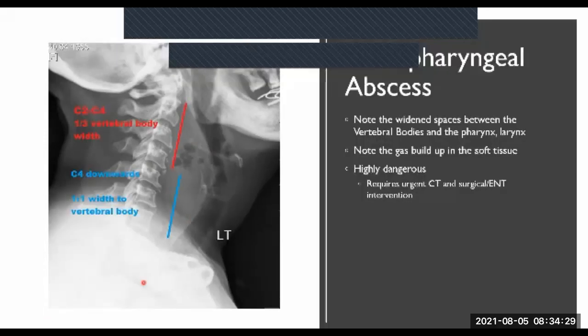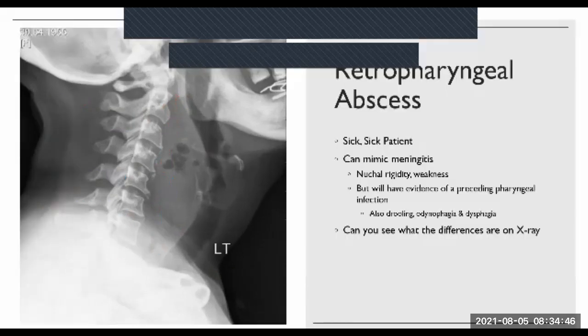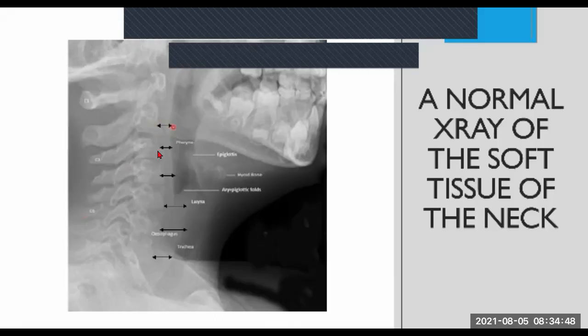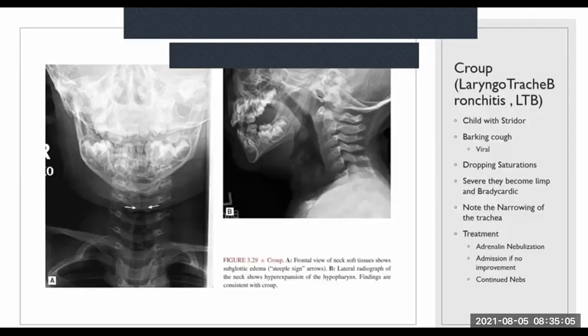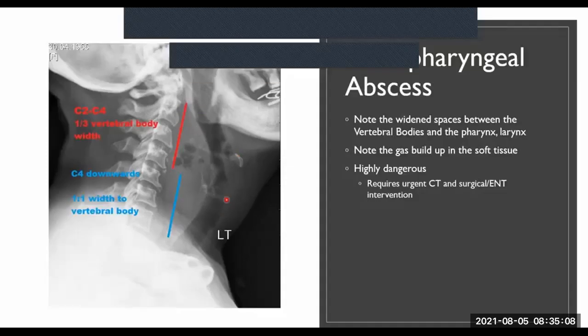Here we have a look at the distances that we're normally supposed to see. Between C2 and C4, we're supposed to see one third of the vertebral body. That's normal. From C4 downwards, it should be one-to-one with the width of the vertebral body. So in other words, for C2, C3, C4, you look at the vertebral body, and one third of the width is the normal space. And then for the rest of them, C4 downwards, you look at the actual size of the vertebral body, and that's how far the trachea should be in front. Getting back to this one, you can easily see that they're well beyond those.